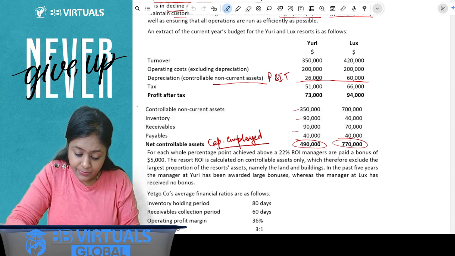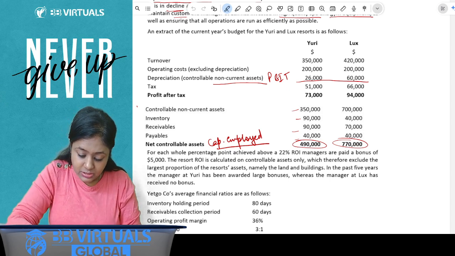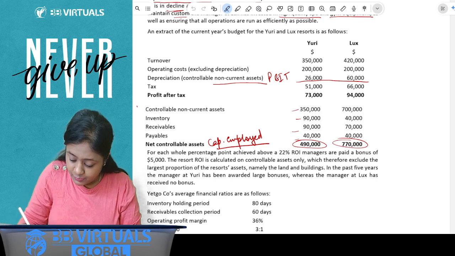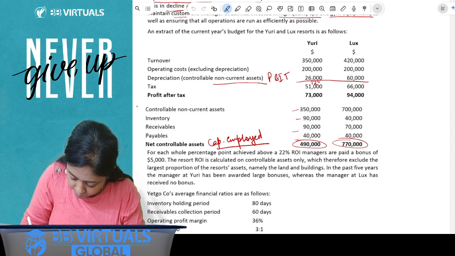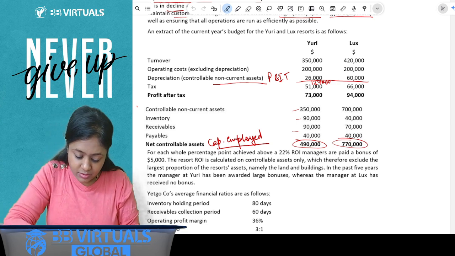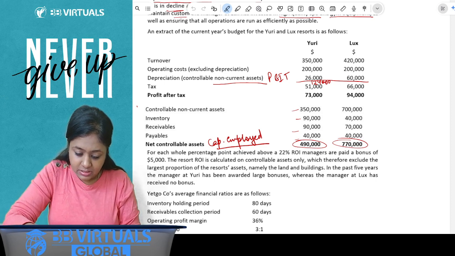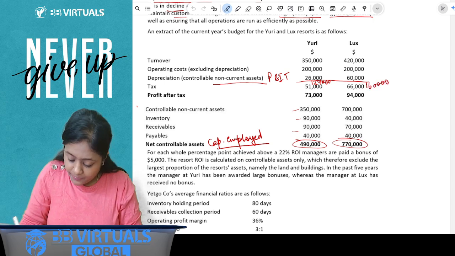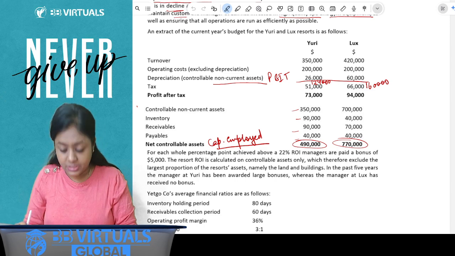So let's do it here. 3,50,000 less 2 lakh and less 26,000, which is 1,24,000. So this is your operating profit. 4,20,000 less 2 lakhs and less 60,000. We get here 1,60,000, which is your operating profit here as well.